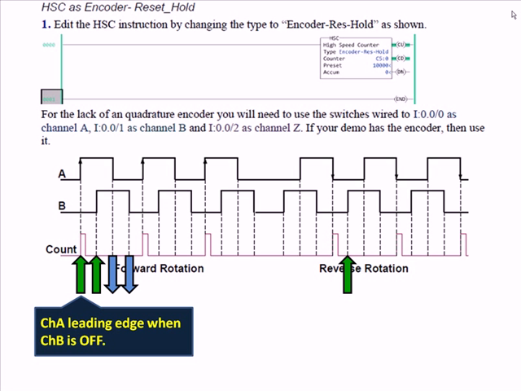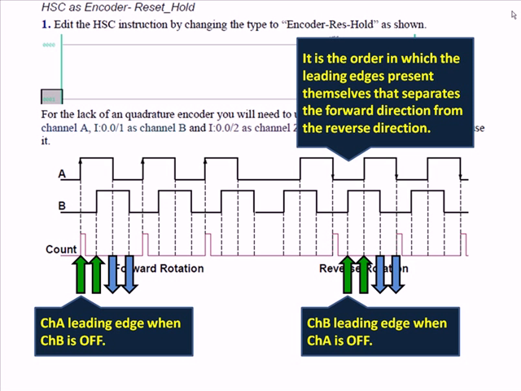B goes high, then A goes high, then B goes low, and A goes low. So if you compare the two, A goes high when B is low. If you look at the reverse direction, A goes high when B is already high. That's how the electronics recognizes direction.